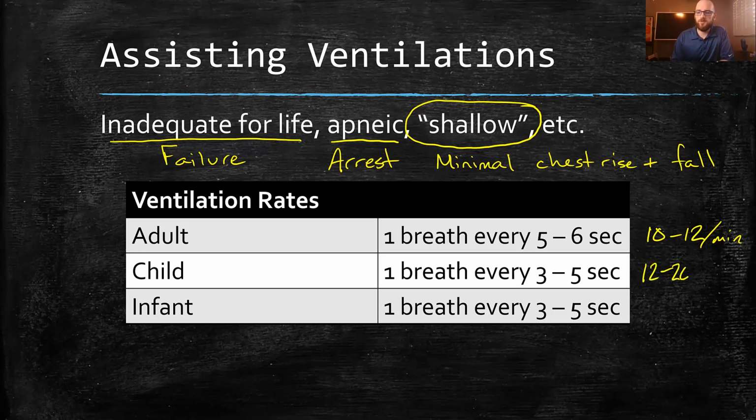The math of those two comes out to 12 to 20 breaths per minute, which we know that kids and infants breathe faster than adults do. So we should ventilate a kid and infant more quickly, more often than we do an adult.